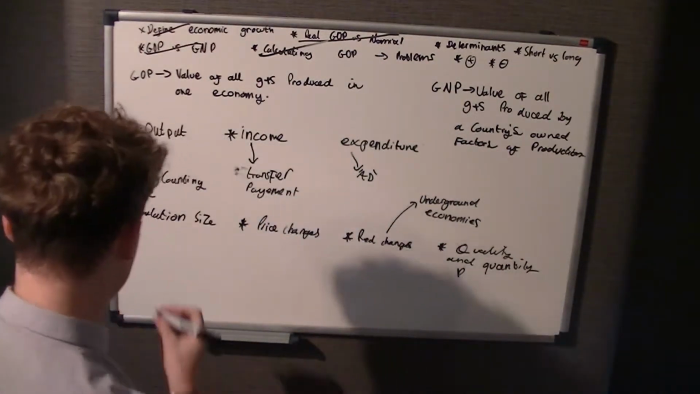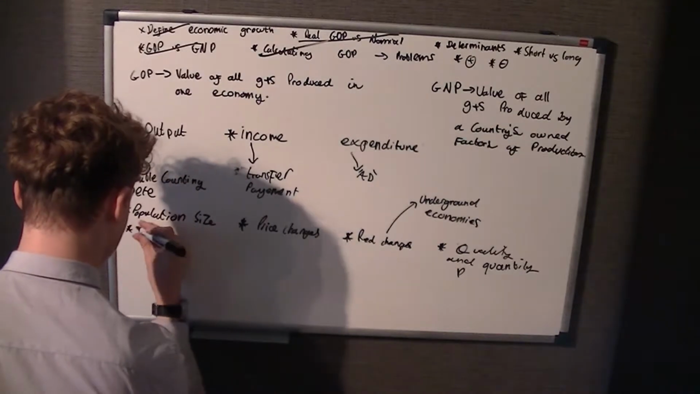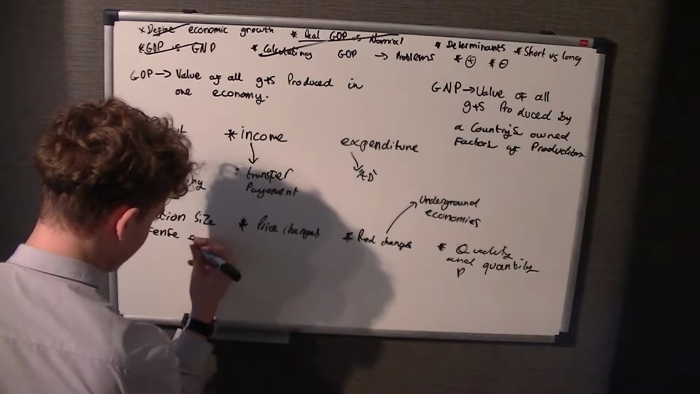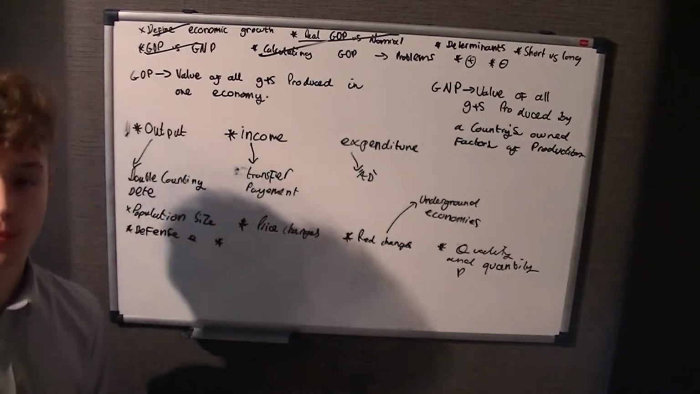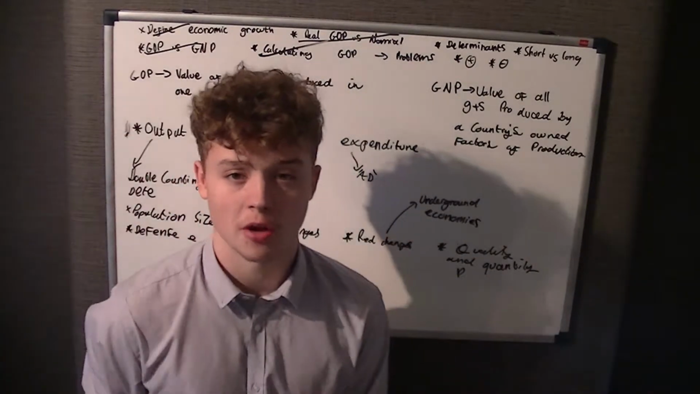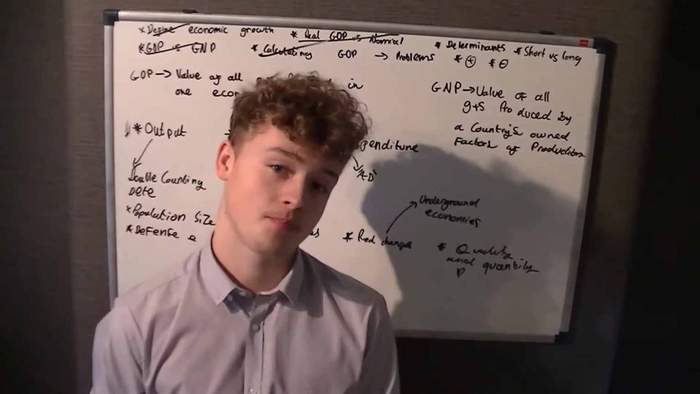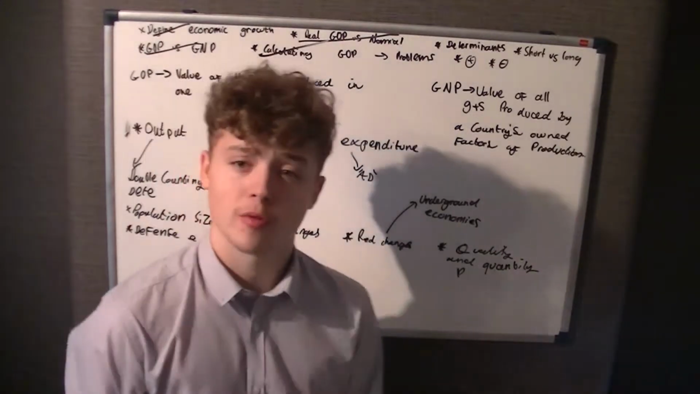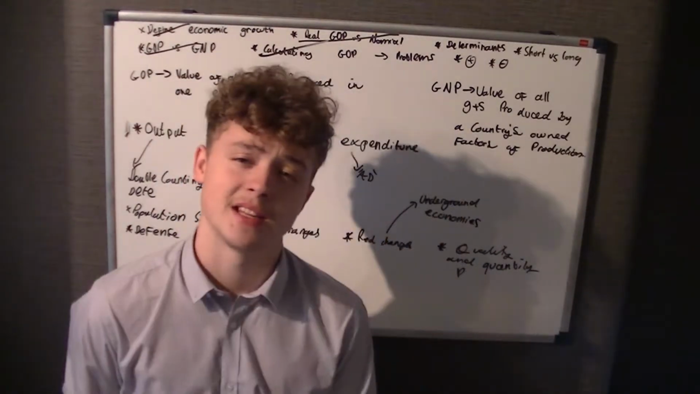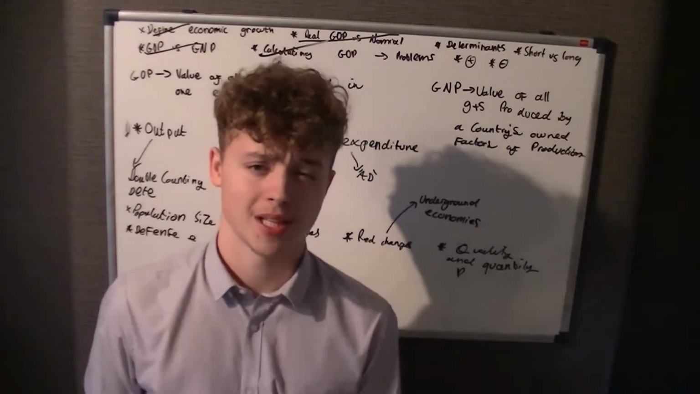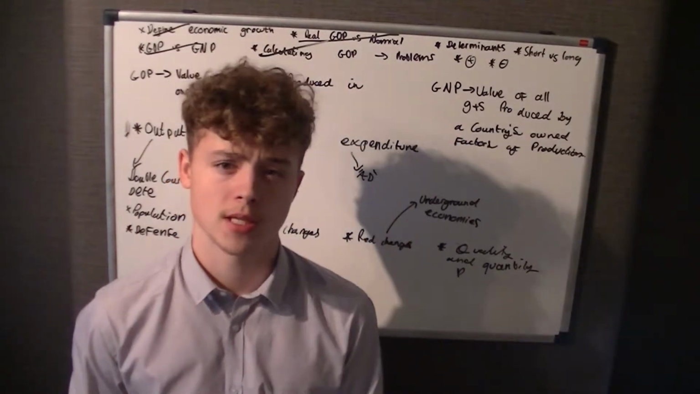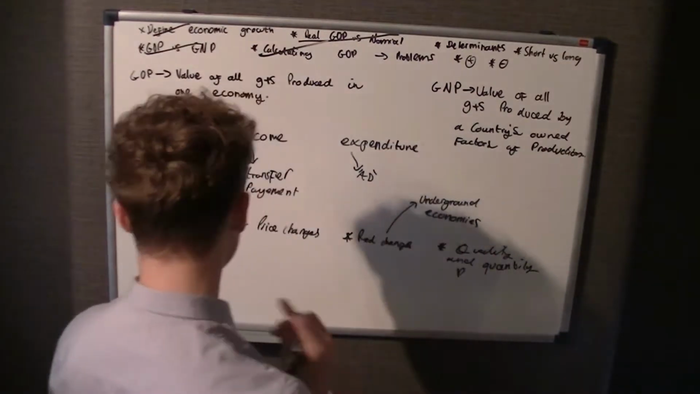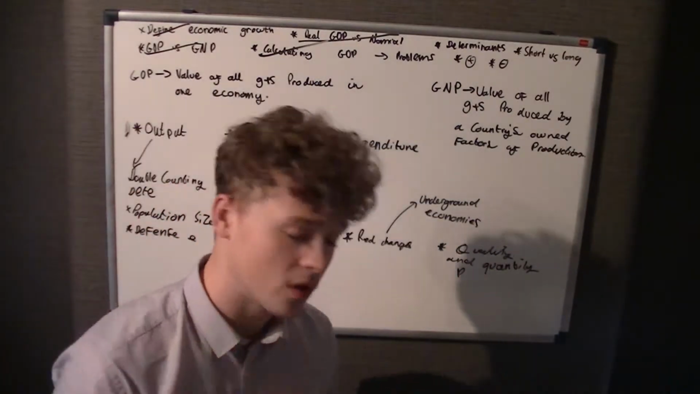Another problem we have is defence expenditure. We'll just put defence, E. Now, defence expenditure is a problem because it's not calculated as GDP, and this is purely because economic growth is also considered as a way of increasing the quality of life, because if economic growth increases, it brings about benefits, which we'll talk about in a minute. So, such as quality of life.